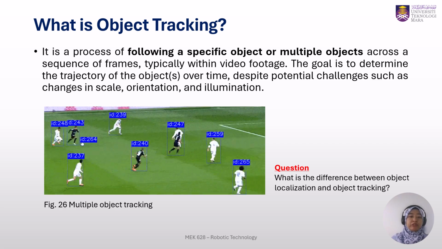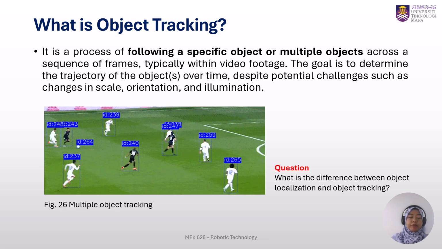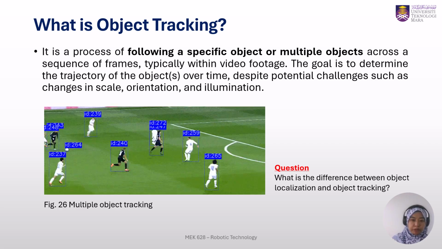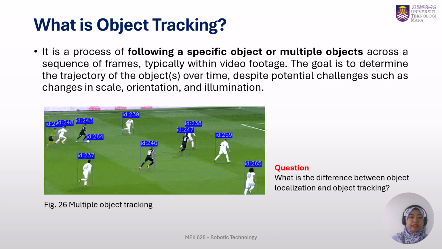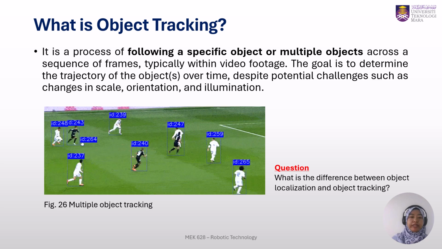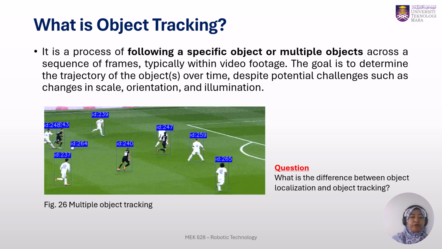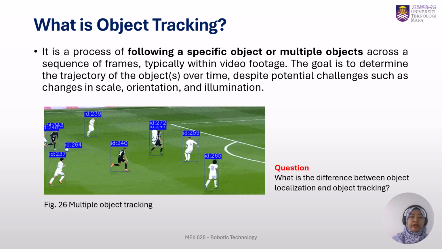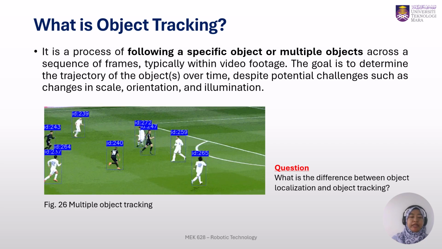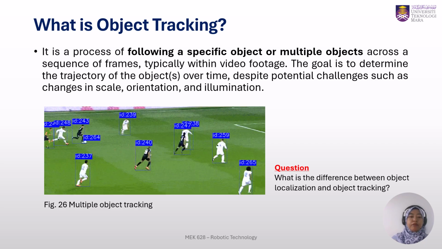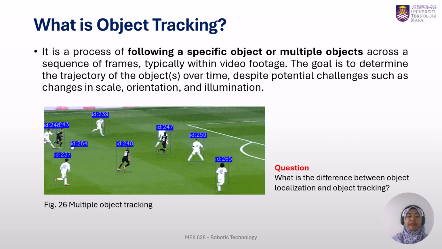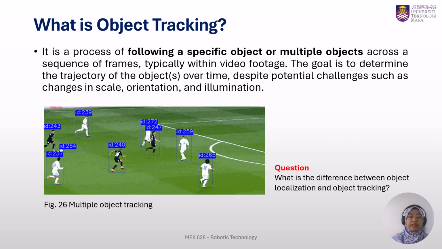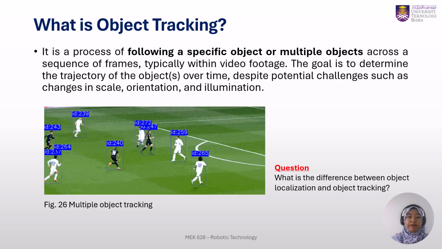So what is object tracking? Object tracking is a process of following a specific object or multiple objects across a sequence of frames. Okay, for example, like in this figure, multiple object tracking within a few frames. So it tracks and then it labels each object. So meaning that it is following different objects in every frame. Okay, it can differentiate between different classes or objects in the frames.